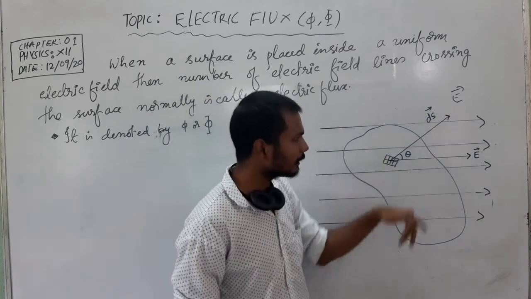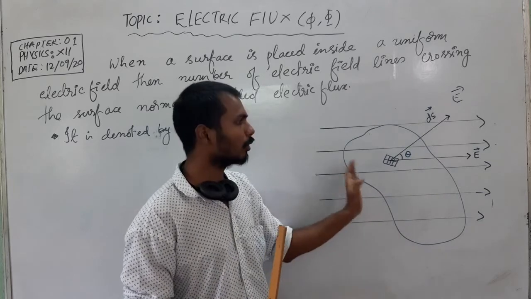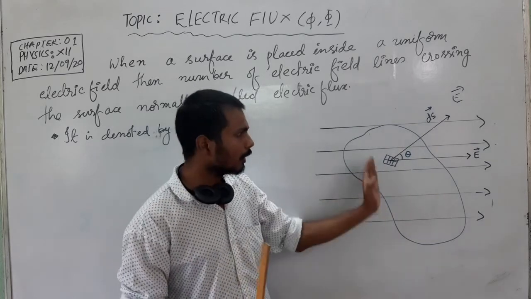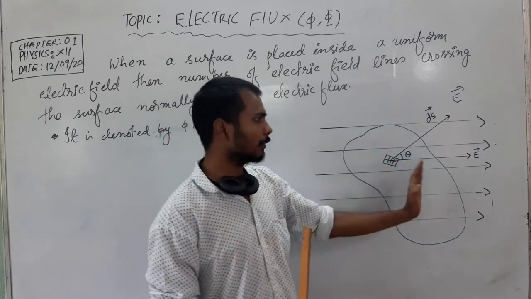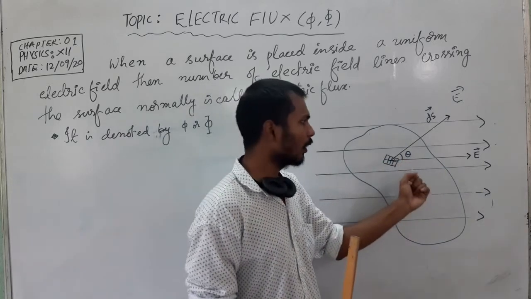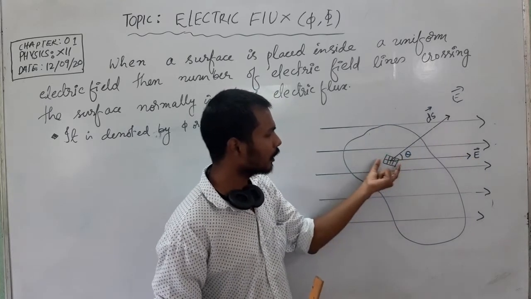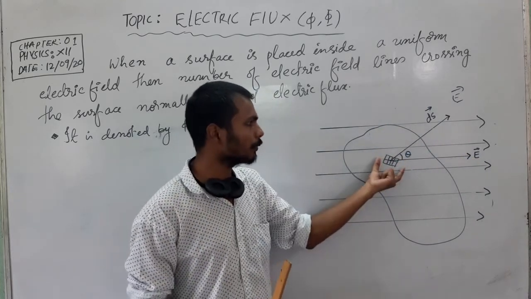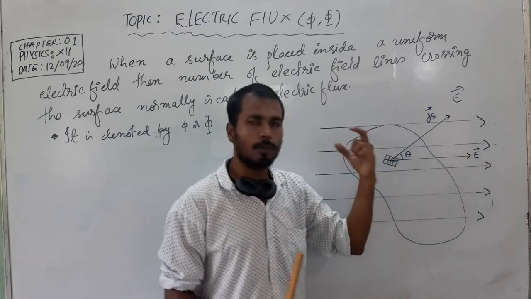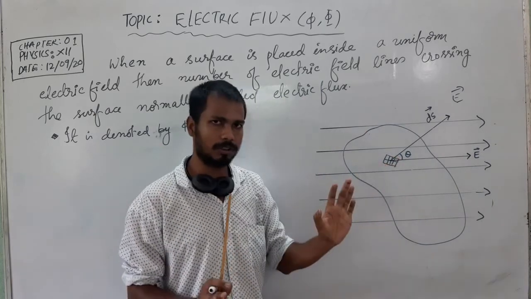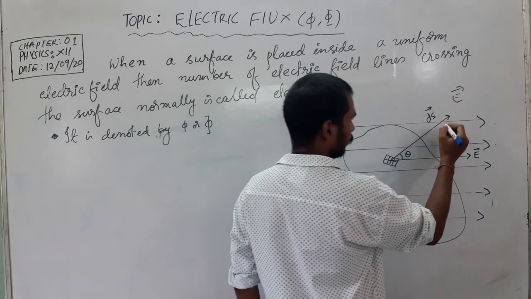But in this case we have randomly considered the orientation of this surface, whose plane is not normal to the direction of the electric field lines. Now we have to find the component of electric field which is normal to the surface, that is, the small surface which we have considered. Means we have to find the component of electric field which is normal to the surface element. Got it?